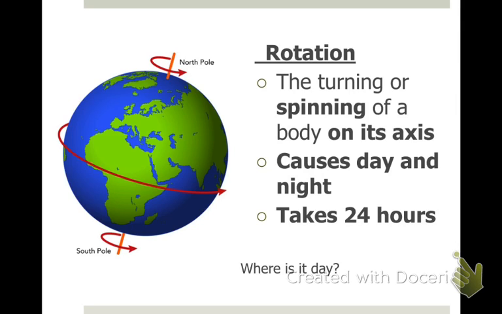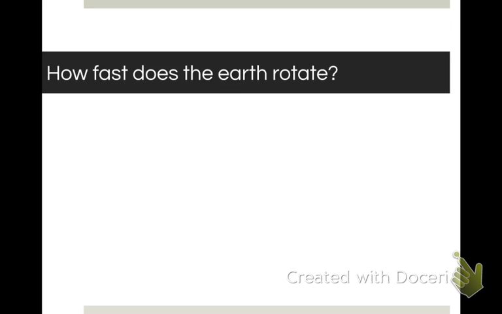So as it's rotating, it's spinning along that axis, and it causes day and night. So when we spin to face the sun, that's daytime. And when we spin away from the sun, we're actually just in the sun's shadow, and that is what is nighttime. And that takes 24 hours. So when we're facing the sun, it's daytime. When we turn around from the sun, it's nighttime. And the reason it's so dark is because we're just in the sun's shadow. So that is rotation.